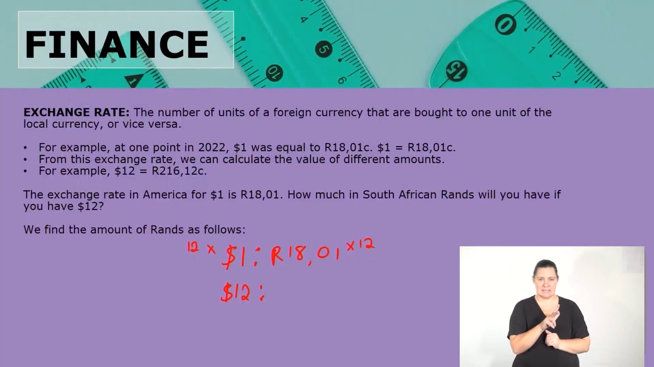So you take your calculator, you say 18,01, and you multiply that by 12. So what answer do we get? Yes, you are correct. 216 rands and 12 cents.